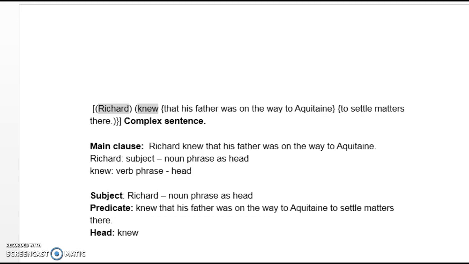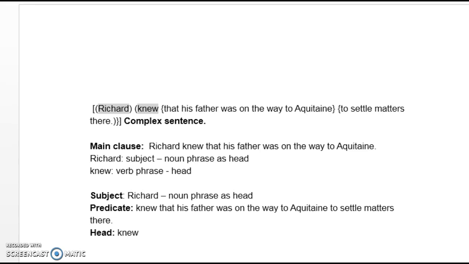Here we have the sentence that has already been delimited. We have the square brackets at the beginning and at the end to say that that is the whole sentence. And it is a complex sentence. It is complex. Remember that you have different kinds of sentences, different types of sentences. And this one is complex because it has a subordinate clause in it, and it also has a dependent clause.